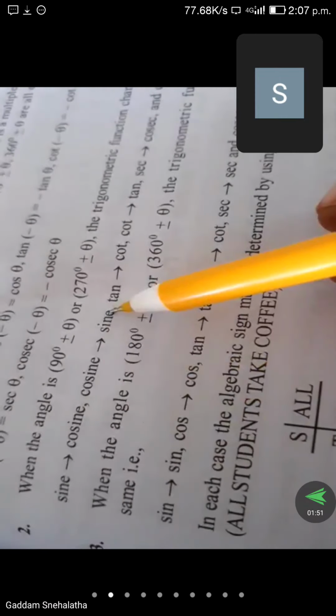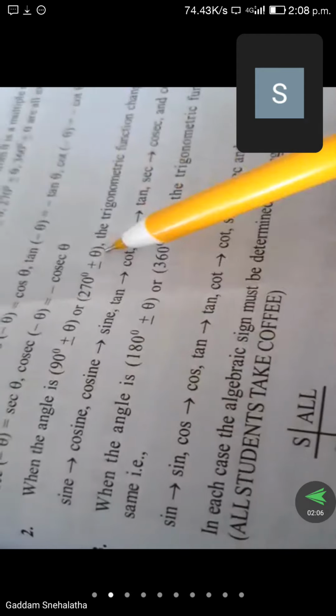So 180 minus theta or 180 plus theta, what do we get, sine or cos? Do you know that? When the angle is 90 plus theta, 90 minus theta, or 270 plus theta, 270 minus theta, for these angles sine will change into cosine, cosine will change into sine. Tan will be cot, cot will be tan. Sec will be cosec and cosec will be sec, for 90 minus theta or 90 plus theta, 270 minus theta or 270 plus theta.